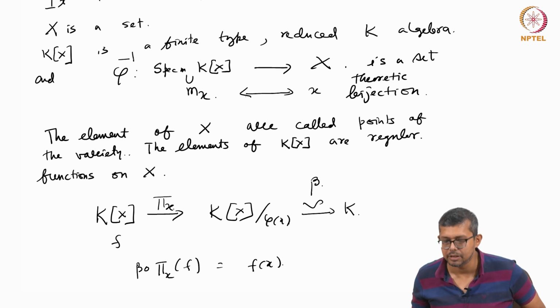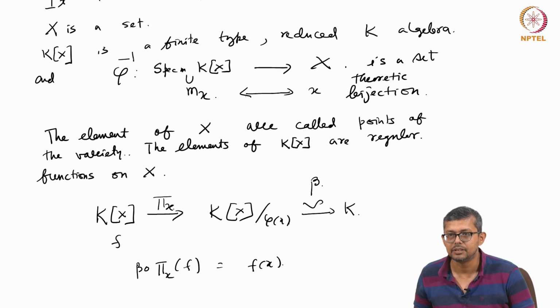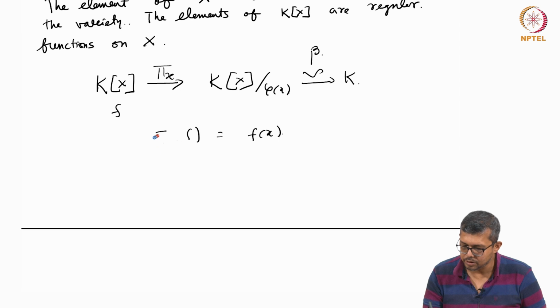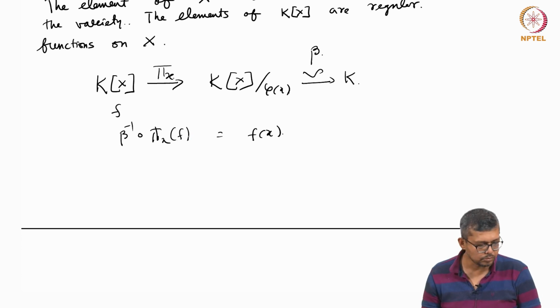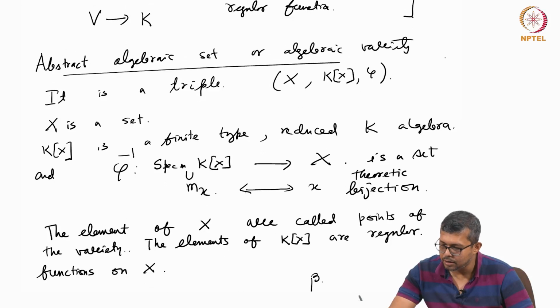So, you can think of these as functions, f as a function on x, right. Sorry, I am writing something different. I think I should write first pi x, and then apply beta inverse. That's what I wrote before. So, now as I said, often I will not write this phi.